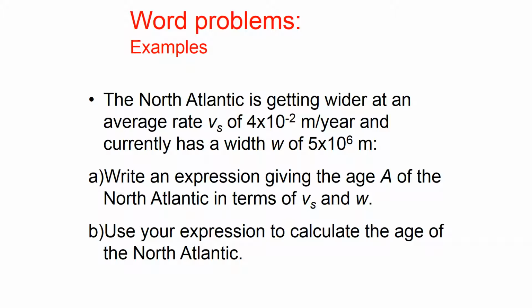Okay, so we've got the rate equals 4 times 10 to the minus 2 meters per year. And we've got a width W equals 5 times 10 to the 6 meters. So quite nicely, I've already got the lengths in SI units. We could convert the rate into meters per second if we wanted to, but we'll keep it as it is at the moment. So our answer will be in the units that we started with, so it will be in years.